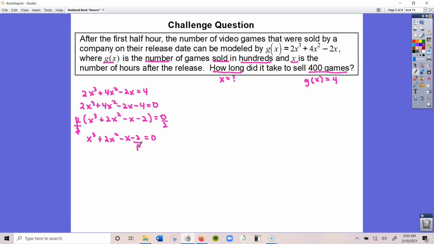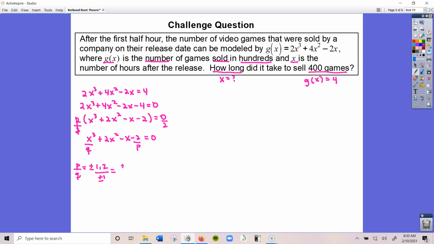Keeping in mind that this is p and this is q. So if I do p divided by q, all of the possible roots here are plus or minus 1 and 2, since those are the only two numbers that multiply to give me 2. And then divided by the factors of q, which is just 1.